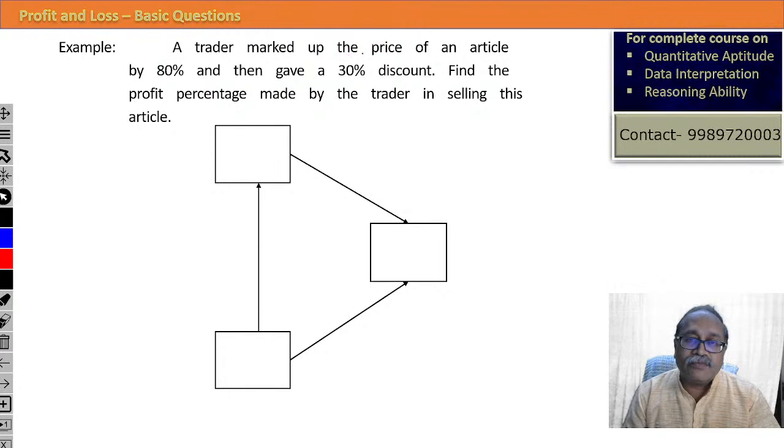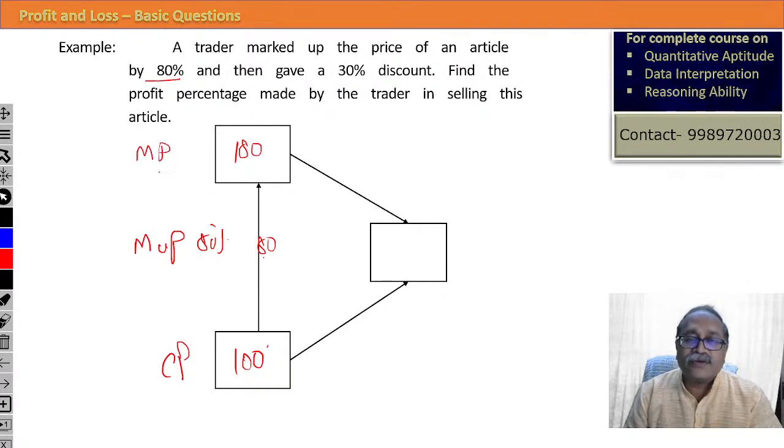A trader marked up the price of an article by 80%. That means समझिए कि cost price अगर 100% है, 100 है, so markup 80% है. 80% of 100 is nothing but 80. So 100 plus 80, mark price will be 180. This is the mark price. And then he gives a discount of 30% on this mark price.